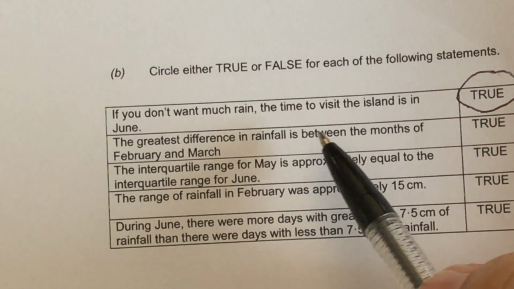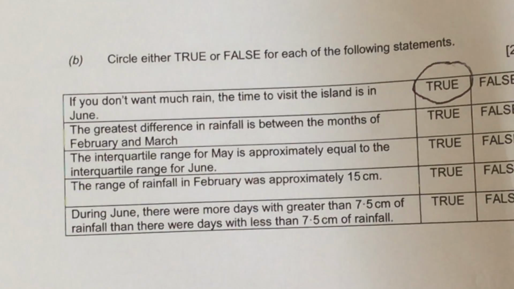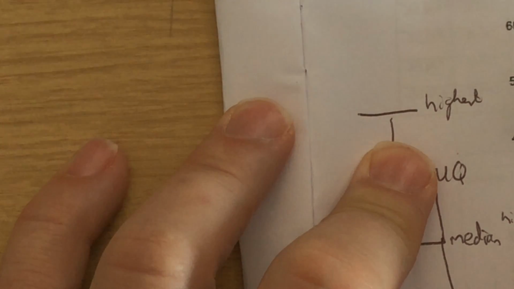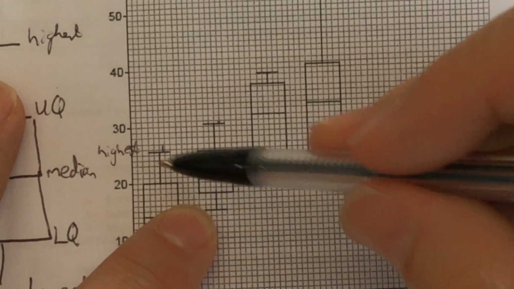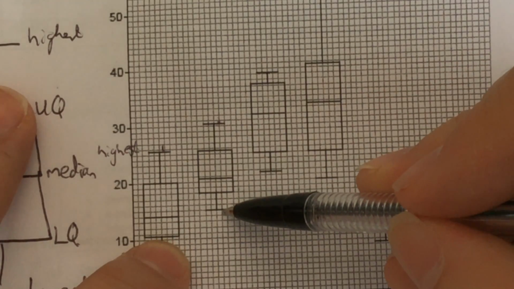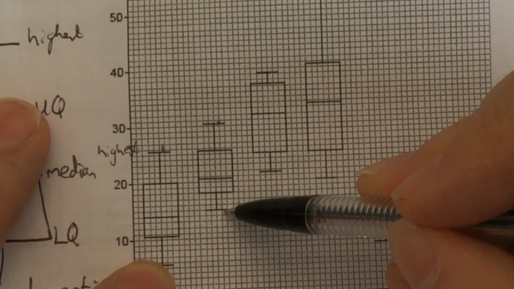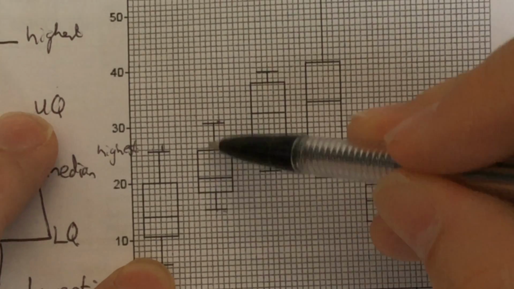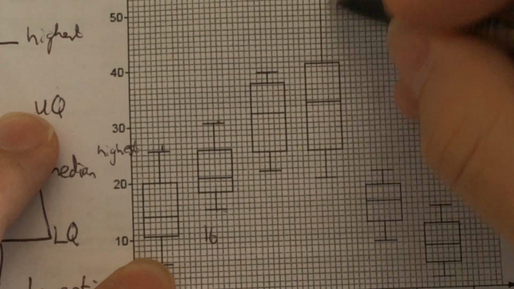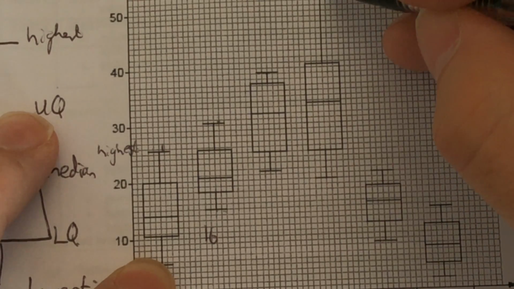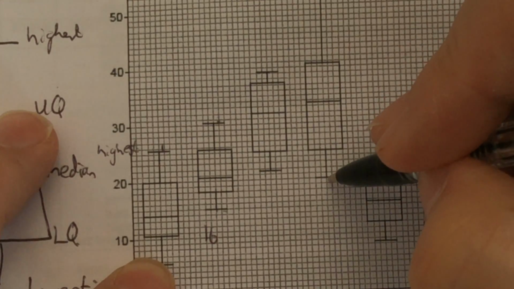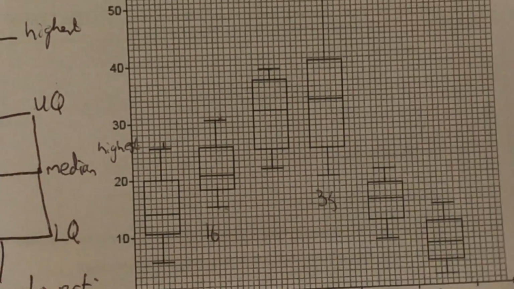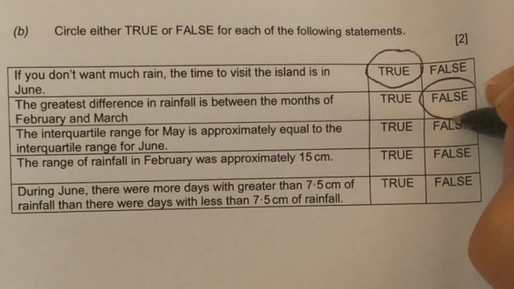Part B, the greatest difference in rainfall is between the months of February and March. So for February, the difference goes from 31 down to about 15. So 31 take away 15, the difference there is 16. I can see that April has a much bigger difference, something like 55 take away 20, which is 35. So April has the biggest difference, which means this one is false.